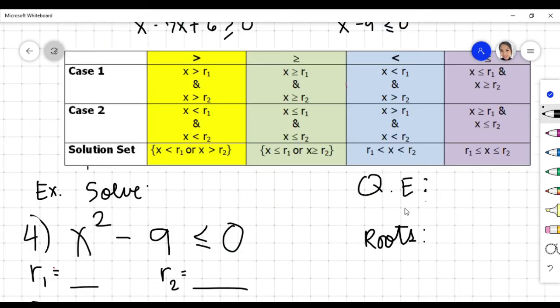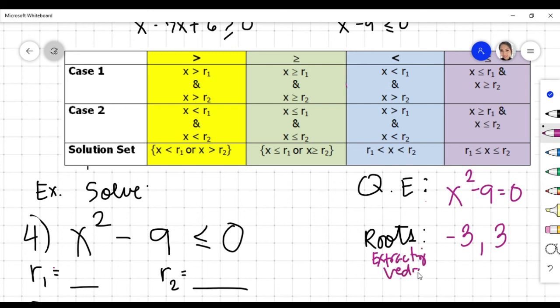For example, x squared minus 9 less than or equal to 0. Let's rewrite it again as a quadratic equation. That is x squared minus 9 equals 0, where the roots are negative 3 and positive 3. So we can solve this using Vieta's or extracting square root, right? So our r1 is the smaller one, which is negative 3, and r2 is positive 3.